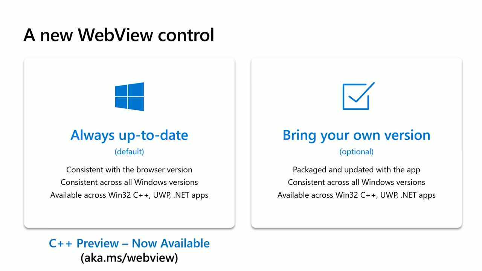The always up-to-date web view is available to preview now. If you want to try this, you can go to aka.ms/webview and try the always up-to-date web view control now. We really encourage you to try it out and give us your feedback. That's available for C++ now, with additional language options coming soon. And then the bring your own version web view will be coming later next year. Both of these will be in the first half of next year, following the initial GA of Edge.